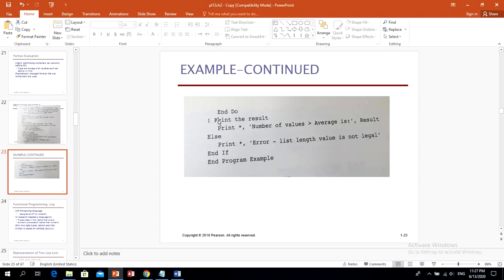Then this is a comment line, and then this is a line to print. Print means display to the screen, not send to the printer. Else print another thing. End if, and then end program example. So this code, the two slides, represents code from the latest Fortran languages. If you can copy an example of code and run it in an online compiler to see the result of this program, that would be helpful.